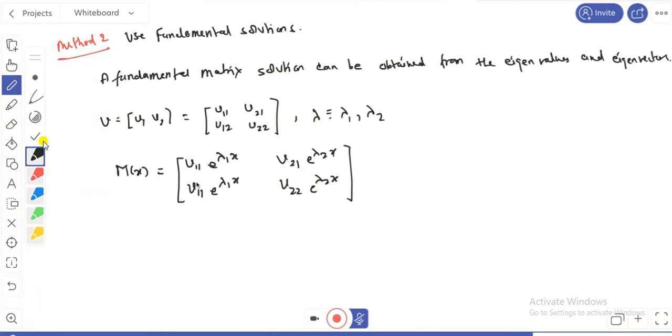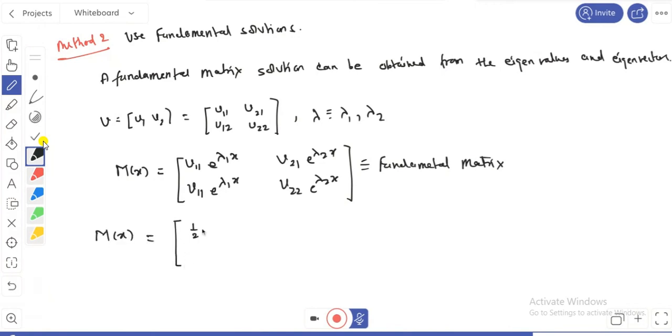So you can write directly what the fundamental matrix is, if you know your eigenvalues and corresponding eigenvectors. You have to calculate the eigenvalues and eigenvectors, then you can write directly your fundamental matrix. Here in this case we can write what our eigenvectors are.